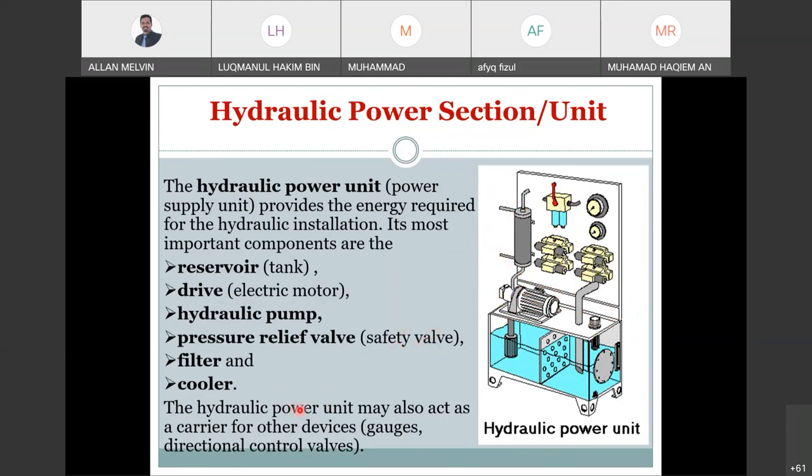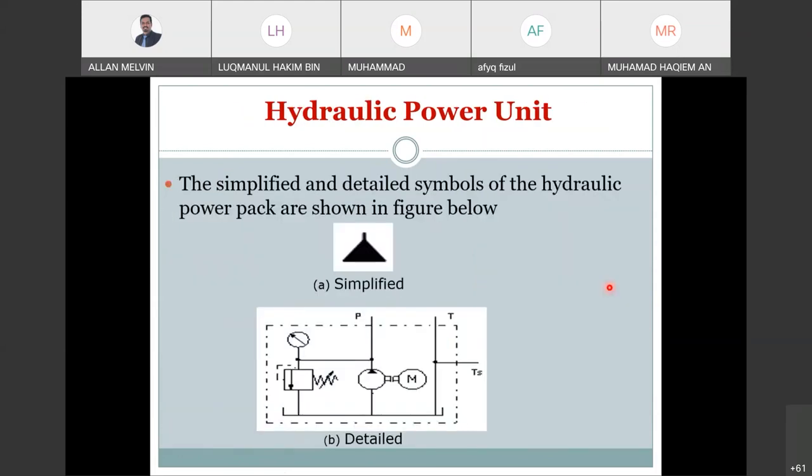The hydraulic power unit may also act as a carrier for other devices, gauges, directional control. It can also have other directional control valves attached to your power unit. Okay, so the hydraulic power unit. This is the simplified and detailed symbol of the hydraulic power pack, shown as follows.